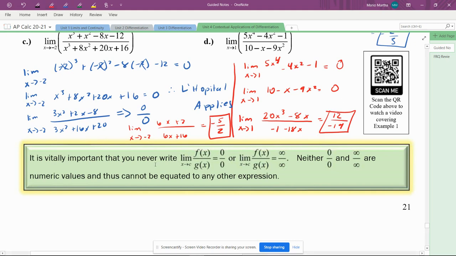So it's really important that you never write the limit as x approaches c of f of x over g of x equals 0 over 0, or the limit as x approaches c of f of x over g of x equals infinity over infinity. Neither 0 over 0 nor infinity over infinity are numeric values and thus cannot be equated to any other expression. So make sure you guys are just using the arrows, right? If you noticed here, I used the arrows because, again, I had to apply L'Hopital's rule one more time.